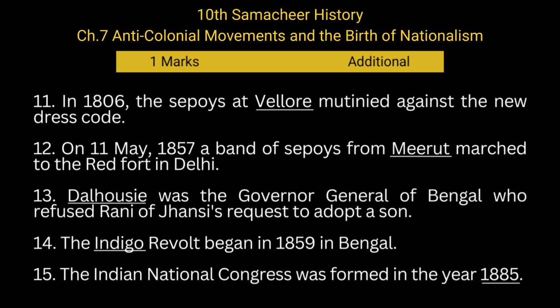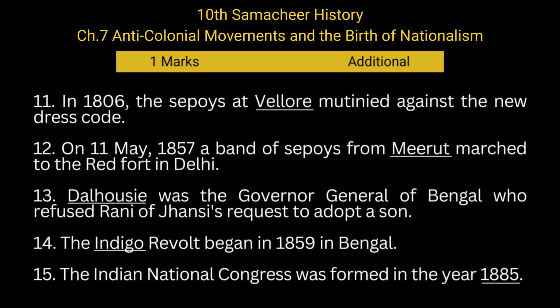In 1806, the sepoys at Vellore mutinied against the new dress code. On 11 May 1857, a band of sepoys from Meerut marched to the Red Fort in Delhi. Dalhousie was the Governor-General of Bengal who refused Rani of Jhansi's request to adopt a son.